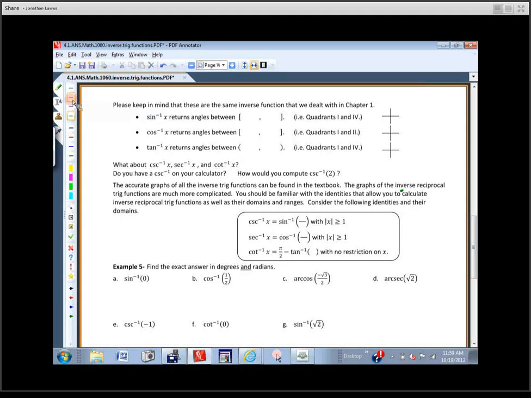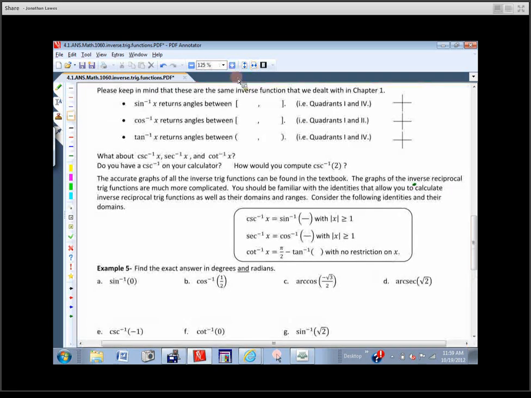So this is just a reminder that these are the same inverse trig functions that we dealt with in chapter 1. So if we're dealing with sine inverse, it returns angles between negative pi halves and pi halves. In other words, we always get answers in quadrants 1 and 4. So there's the range for sine inverse, and here's a picture of which quadrants we'd be working in. So if you're drawing a triangle, it might be helpful to think, if it's sine inverse, I've got to draw something over on the right side of the unit circle here. Cosine inverse, what's its range again?